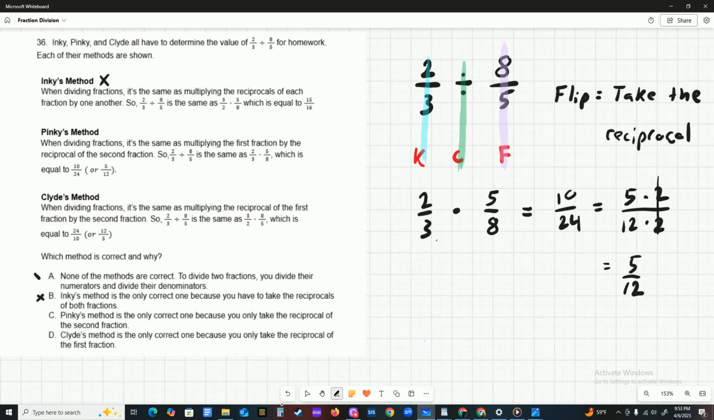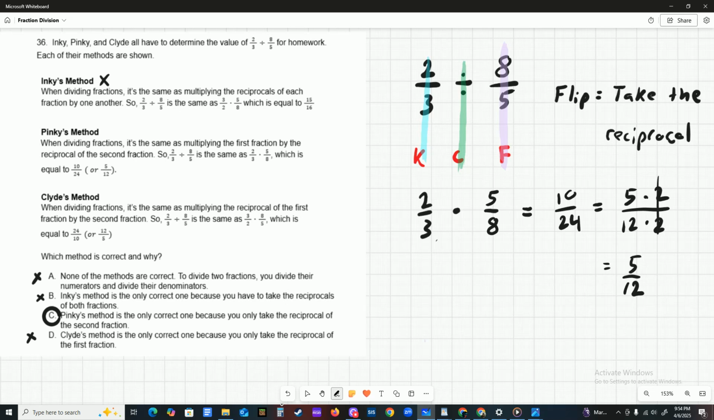But let's check D just to make sure. We know the answer can't be A. None of the methods are correct? No, it looks like Pinky did the right thing. But let's just check with Clyde for clarity. Clyde's method is this. When dividing fractions, it is the same as multiplying the reciprocal of the first fraction by the second fraction. So 2/3 divided by 8/5 is the same as 3/2 times 8/5, which is equal to 24 over 10 or 12 over 5. No, because it is not the reciprocal of the first fraction, but the second fraction. So Clyde is wrong.